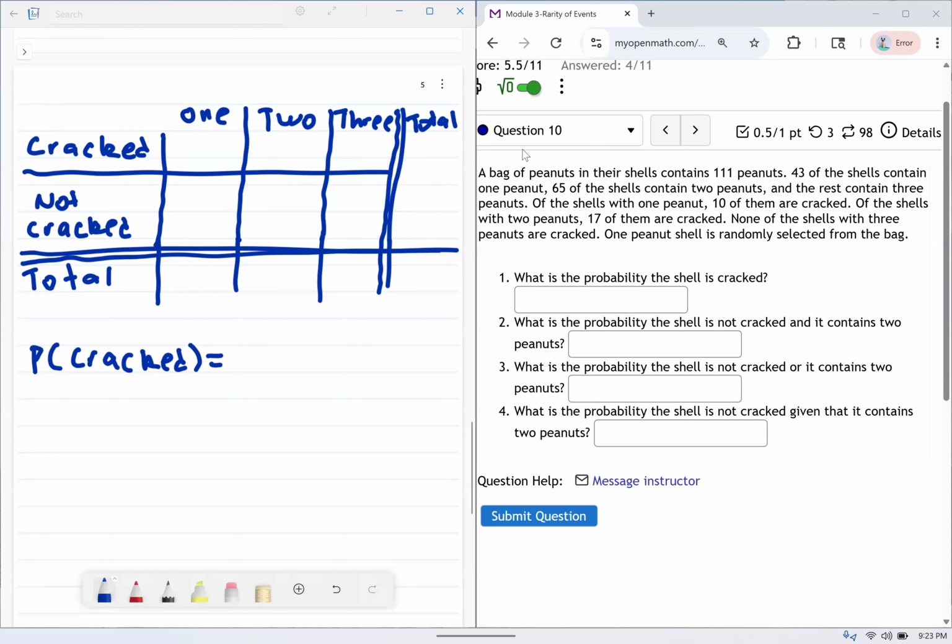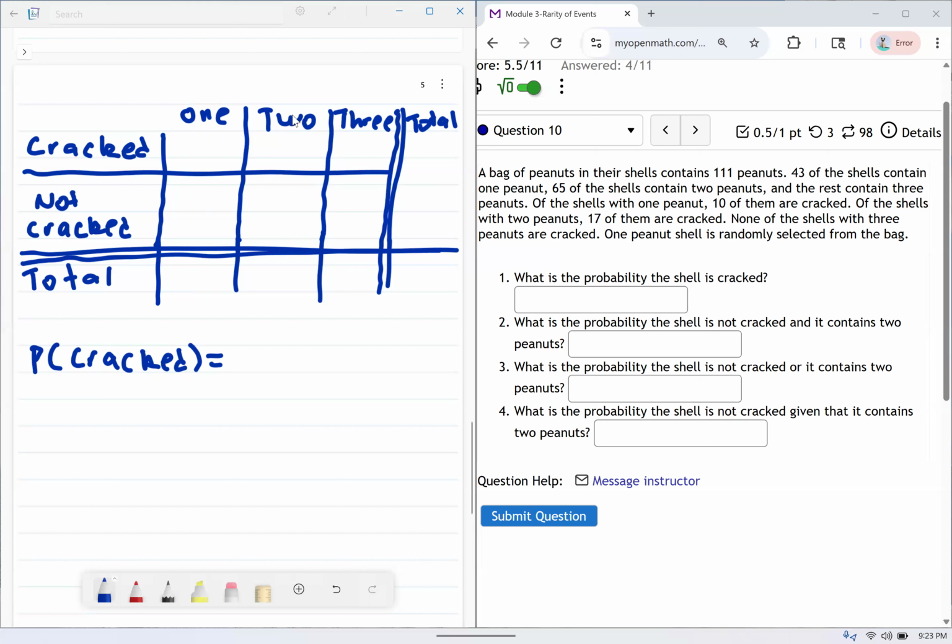Let's look at a problem involving contingency tables. In this problem, we're given a bag of peanuts that have 111 shells in total. We're told that 43 contain one peanut, 65 contain two peanuts, and the rest contain three peanuts. Of the shells with one peanut, 10 are cracked. Of the ones with two peanuts, 17 are cracked, and none of the shells with three peanuts are cracked.